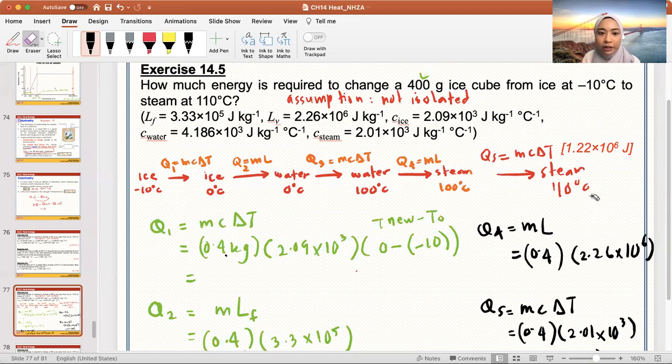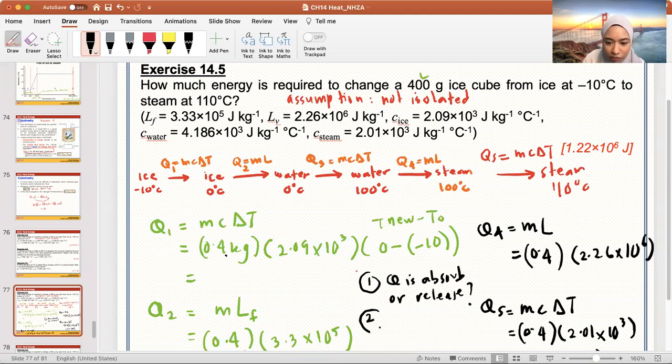How do I know this diagram is correct? We look at whether Q is positive or negative. If it is going to become steam, it will always be positive Q. That is one thing to observe, whether Q is absorbed or not. If suddenly you get negative Q but you are converting ice to steam, that is a red flag. Q is absorbed or released, so here you can check whether it makes sense or not.